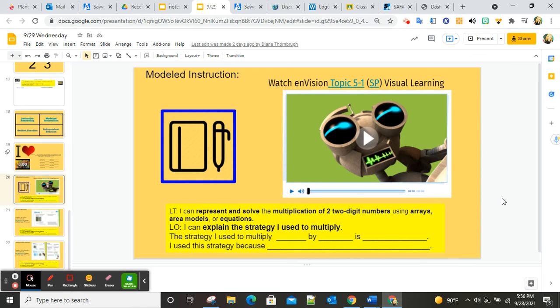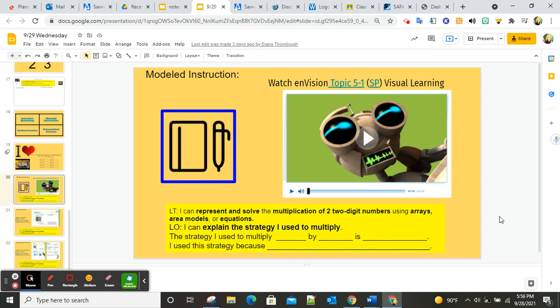Hello. We are talking today about multiplying two-digit numbers by two-digit numbers. And we're going to start simple with multiples of 10. So, our learning target for today is I can represent and solve the multiplication of two-digit numbers using arrays, area models, or equations.